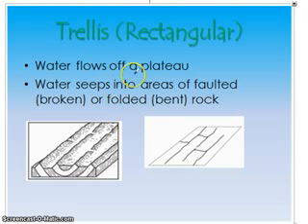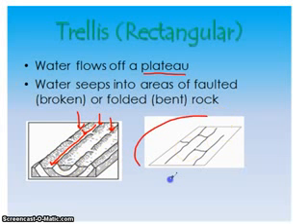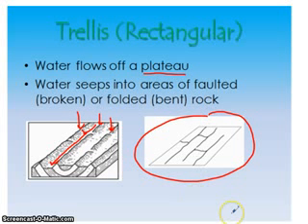The trellis, or the rectangular pattern, this is when water is going to flow off of a plateau. Water is going to seep into areas of faulted, which is broken rock, or folded, which is bent rock. So we can see that in this area here we have higher levels of elevation, but then we have the lower levels in between. So if we have rain falling on this landscape, the water is going to flow down into these patterns and flow in the low-lying areas. So this would be our drainage pattern here. Again, you're just matching where would the water flow off of that particular landscape. And you can easily see the shape of this landscape within the drainage pattern itself.